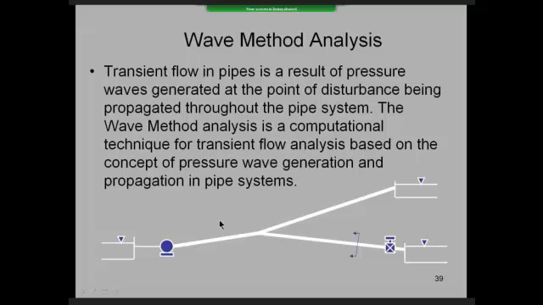So, this sort of takes this another step that I want to look at, but the wave method, if we close the valve here, we would generate a pressure wave, and it would travel down toward the junction. When it got to the junction, it would be transmitted through each leg and reflected back.